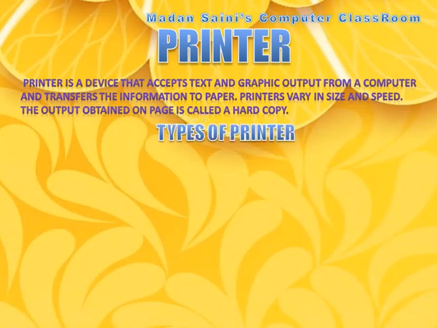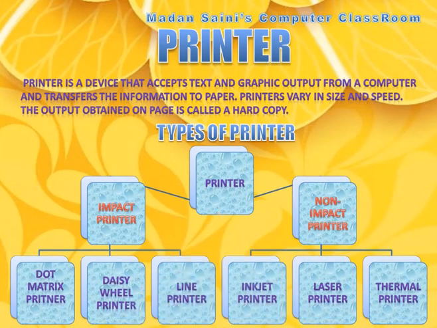Types of printer. There are two types of printer on the basis of printing technology: impact printer and non-impact printer. There are three types of impact printer: dot matrix printer, daisy wheel printer, line printer. For non-impact printer, there are three types: inkjet printer, laser printer, thermal printer.